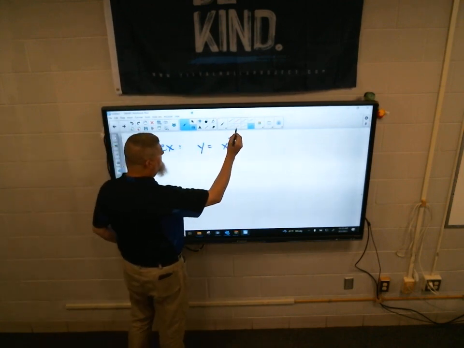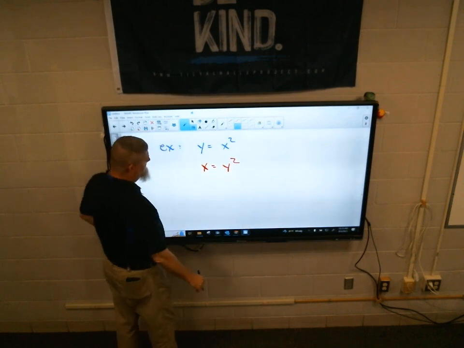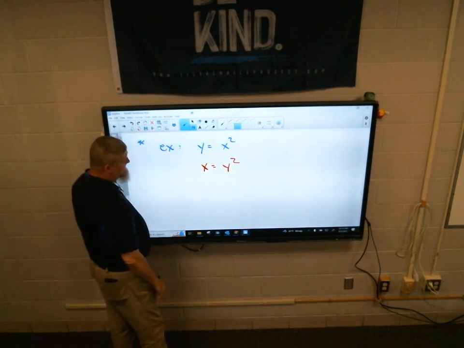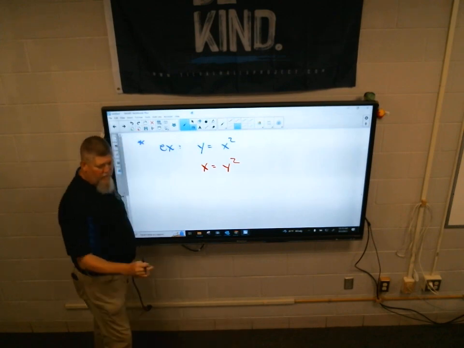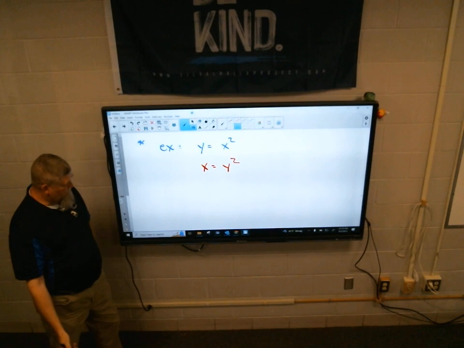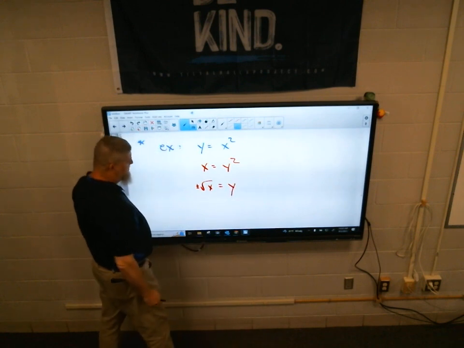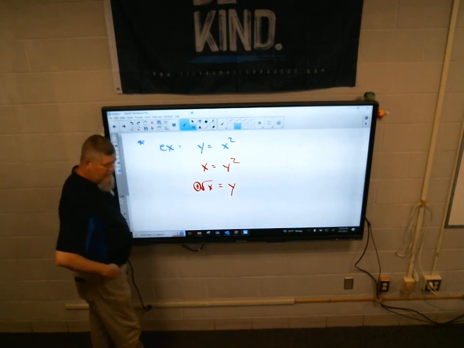If I were to switch the x and the y, x equals y squared. How do I undo that square? Square root. And when I do the square root, I have plus or minus square root of x equals y, and I end up with 2 distinct answers.